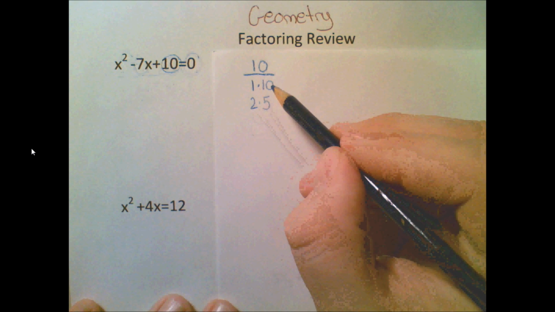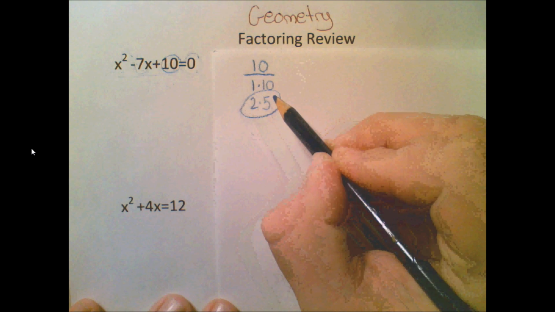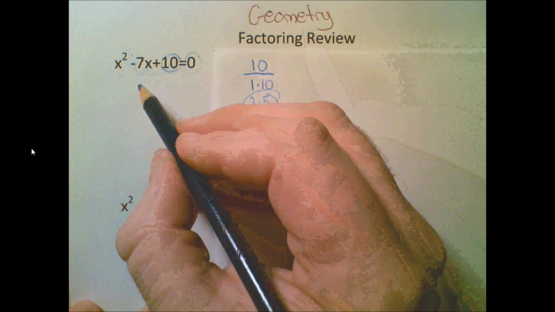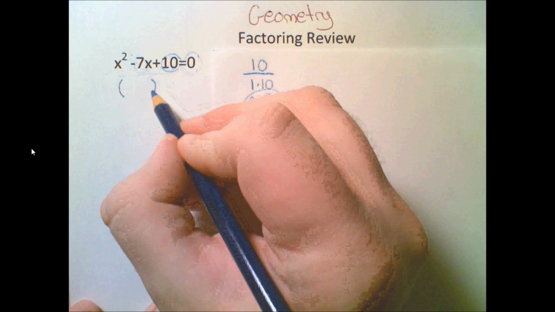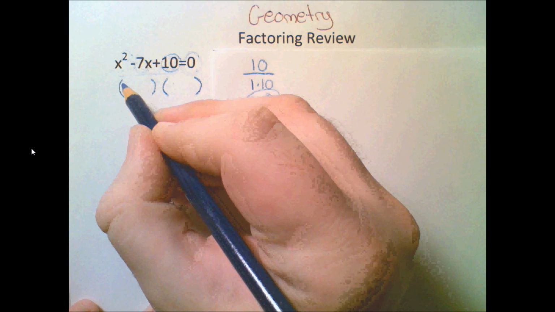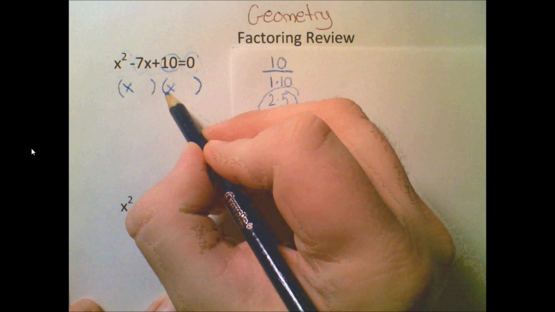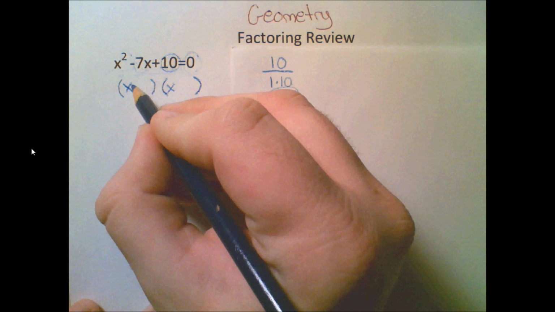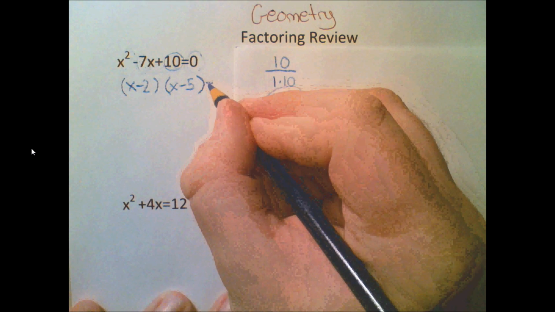So here I have 1 and 10. They add together to be 11. 2 and 5, yay! So I circle that. Now what I do is, since it's negative, we put our two little bars here. You put your x and x. And since we have 2 and 5, you're going to do minus 2 and minus 5, and that's going to be equal to 0.